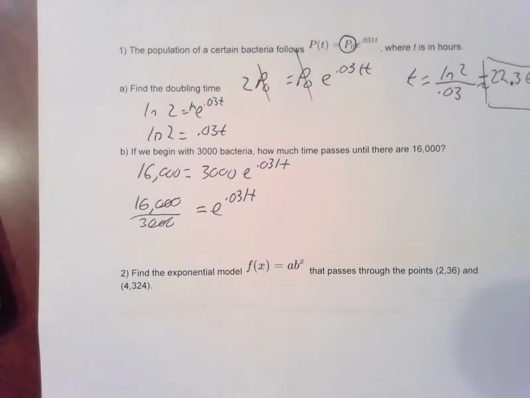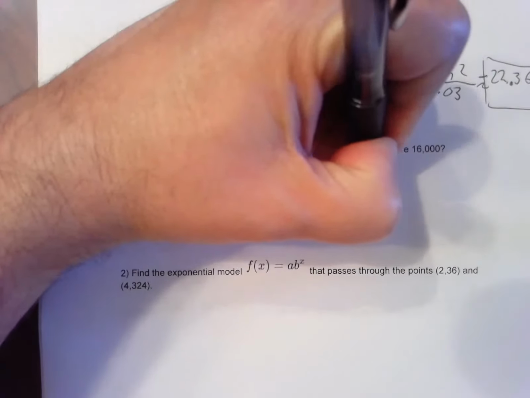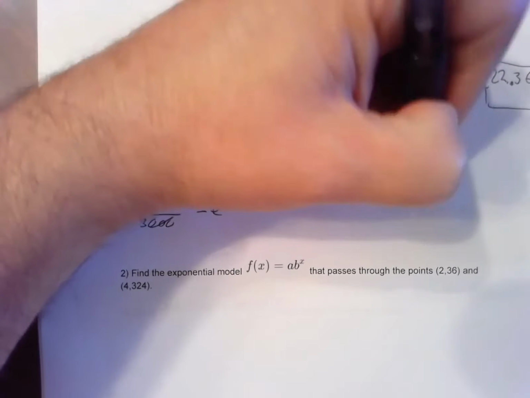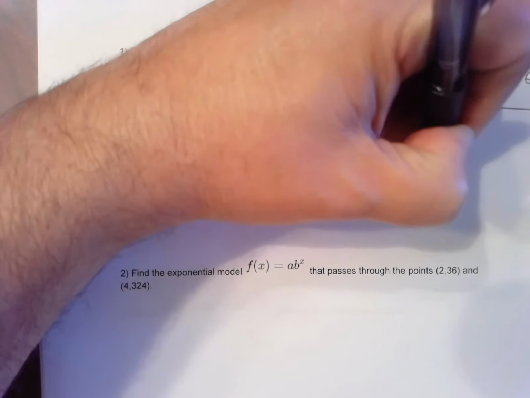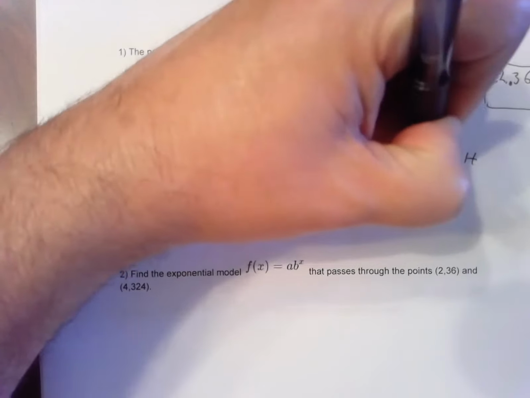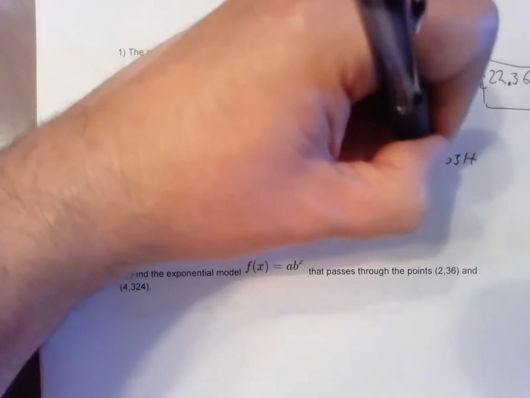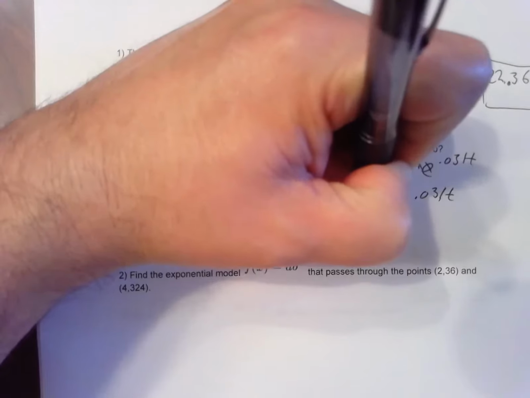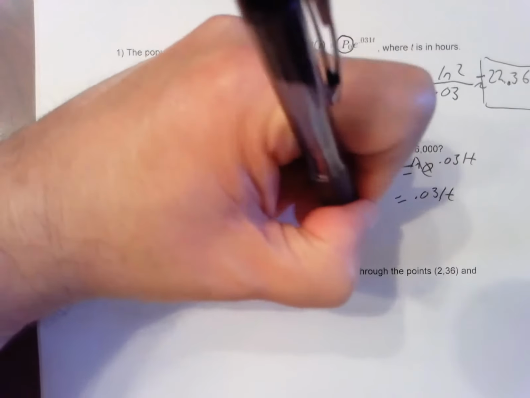I'm going to do a bunch of canceling there. So 16 over 3, which is, what, 5.33 approximately, equals e to the 0.031t. Take the natural log of both sides. Natural log and e cancel out. I get 0.031t equals natural log of 5.33. Divide.